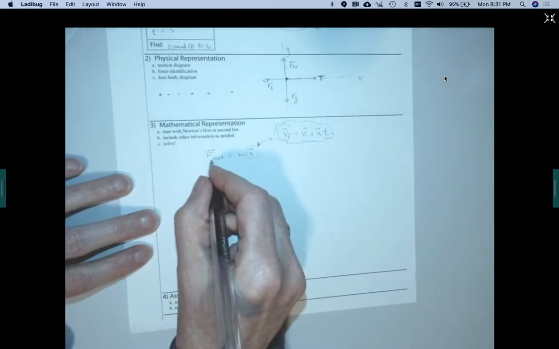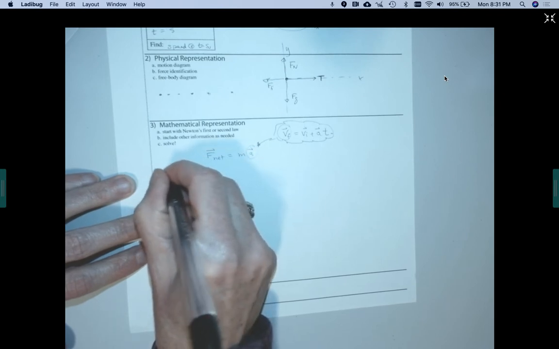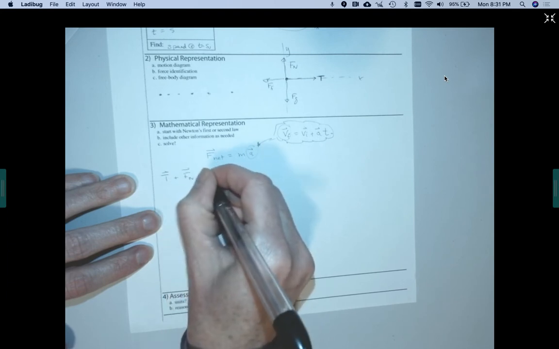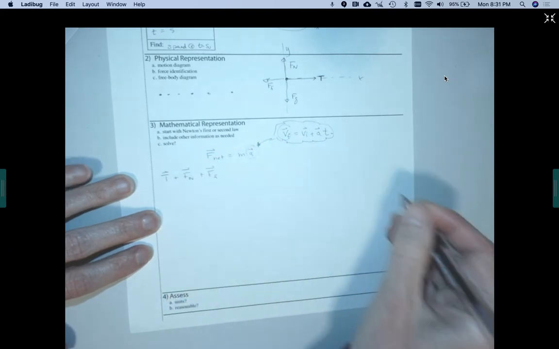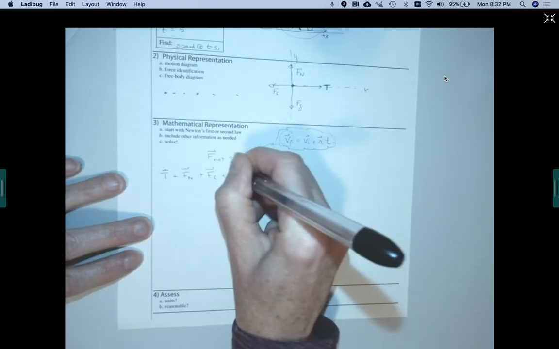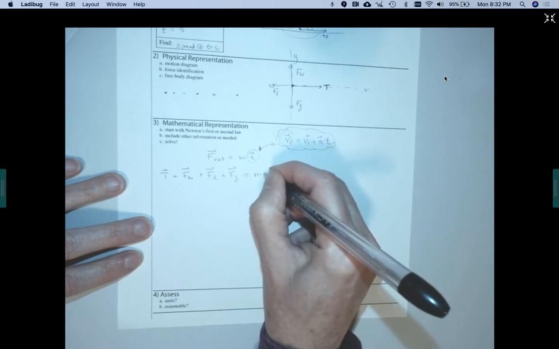So our net force, this is the sum of the forces. I'm putting this down here as vectors. I have a tension, I have normal, I have friction. I'm not putting any directions in yet, I'm just putting in the forces. And I have the force of gravity. We'll worry about directions when we break them into their components. And that's mass times acceleration.